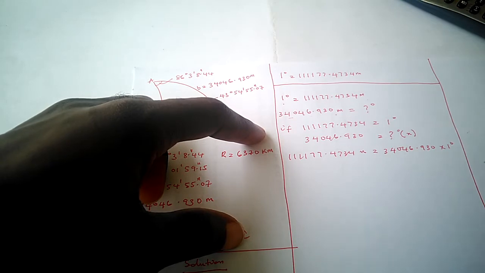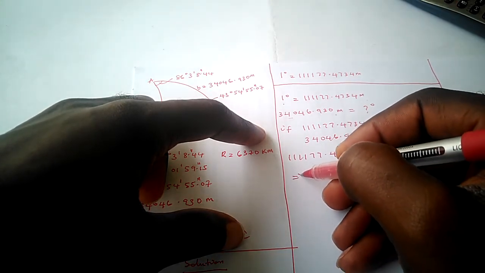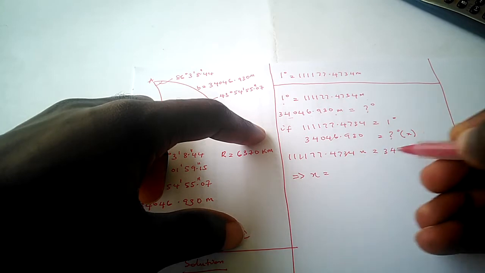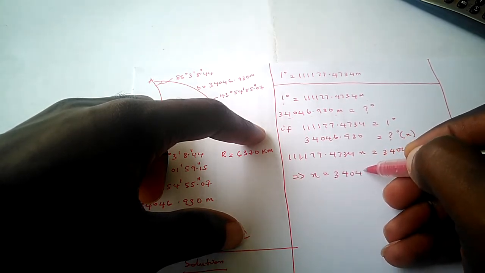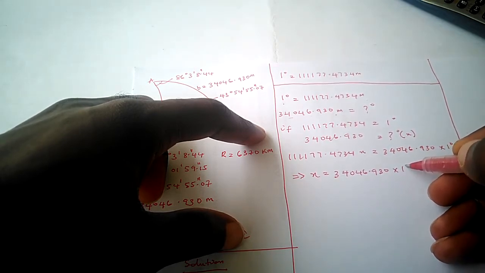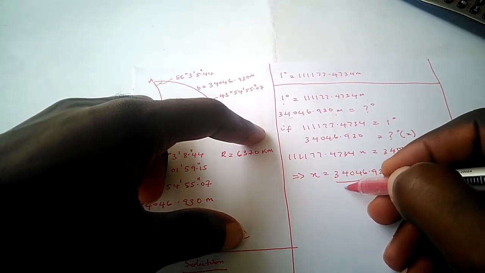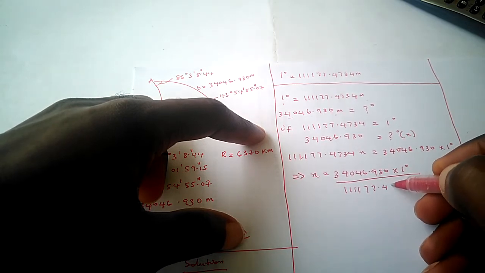Good. I heard your answer. You said it is clear. So how do we get our x? This implies that our x will now be equal to 34,046.930 times 1 degree divided by 111,177.4734.